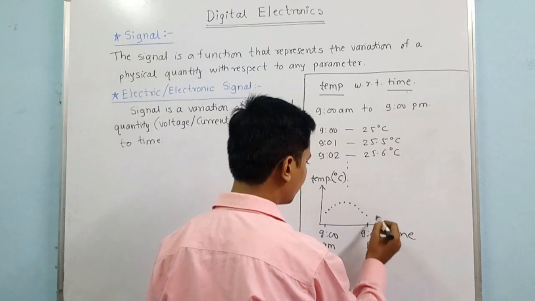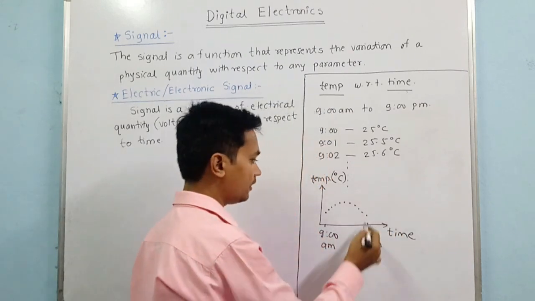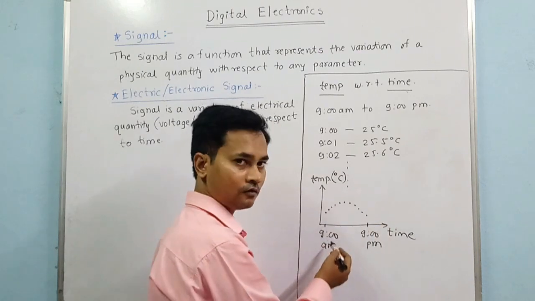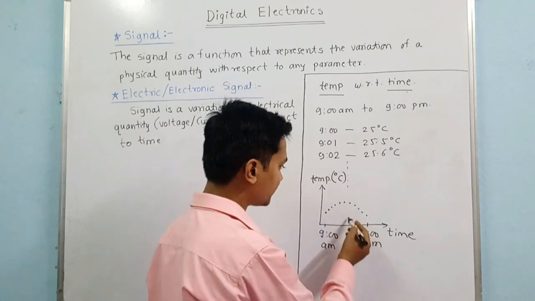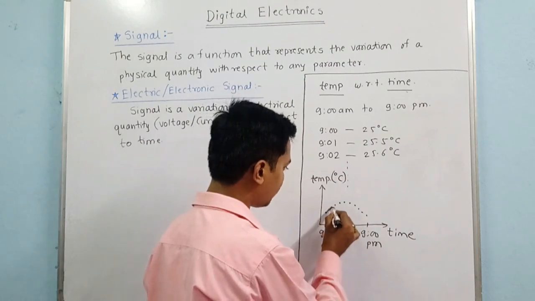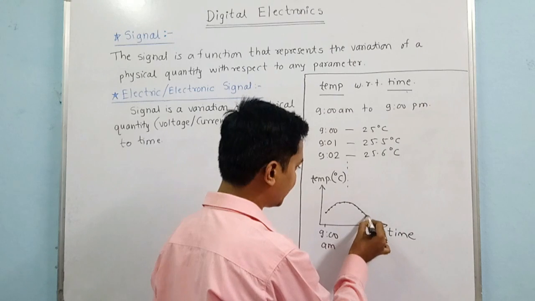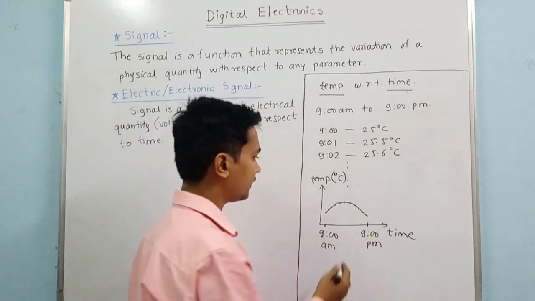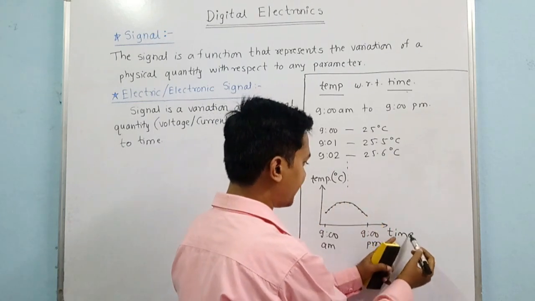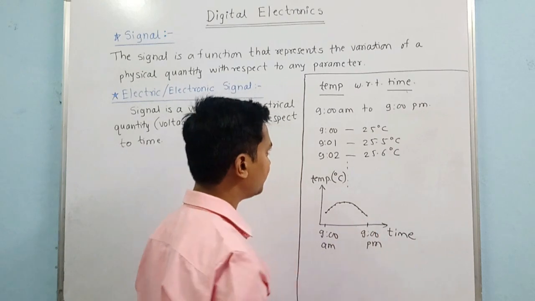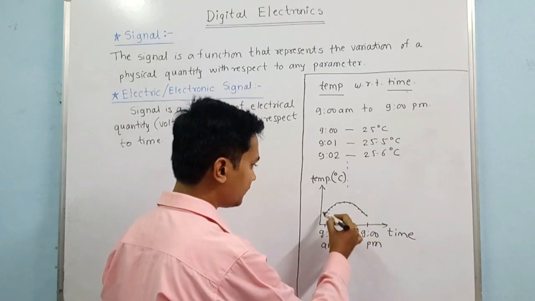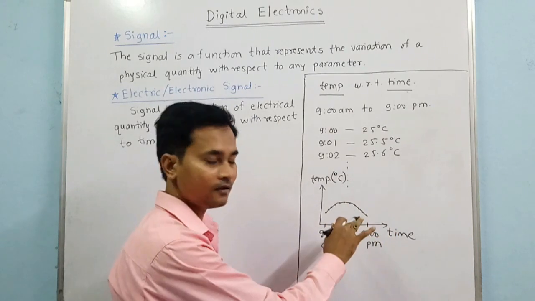So here in the night time the temperature will remain low, and in the morning also the temperature value will be low, but in the afternoon the temperature value will peak. If you connect all the dots, then you can get this parabolic curve. So this is how we can plot one physical quantity with respect to a parameter, time. This is one example of a signal. I can say that this curvature line is nothing but the signal with respect to time.